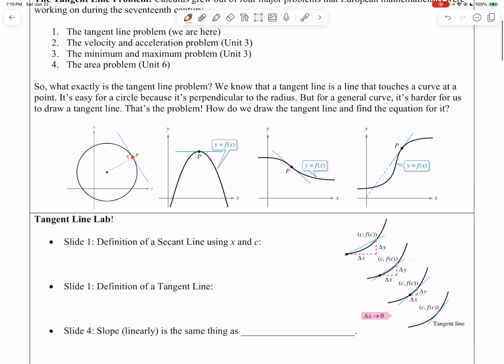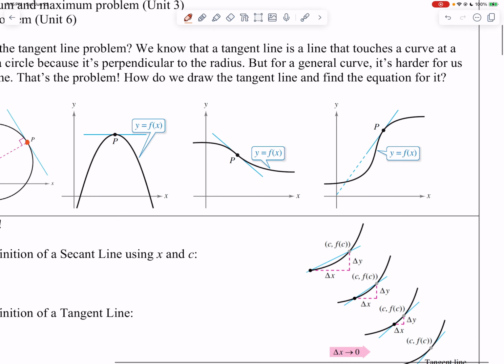But let's say, how about a parabola that's not a maximum? So let's say this point right here. How can we draw a tangent line at that point? Or a tangent line at this point? Or a tangent line at this point right here? It's kind of hard for us to draw a tangent line and find the equation for it. But what we are going to be doing is using a secant line.